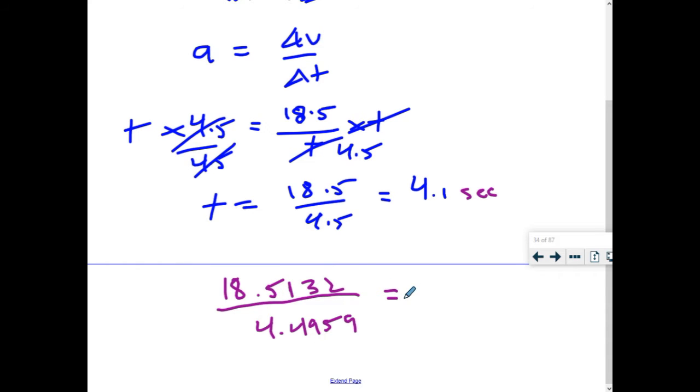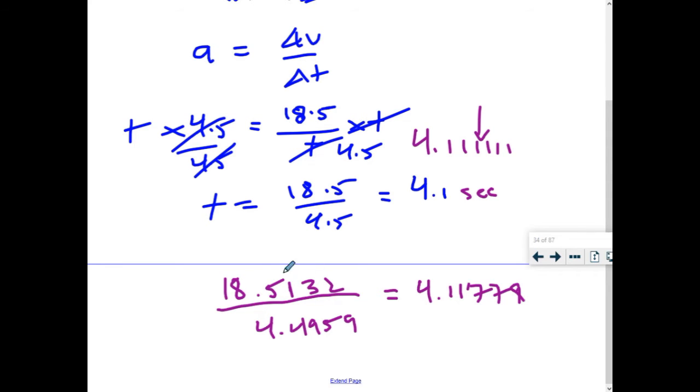Well, now let's calculate what that tells us. 18.5132 divided by 4.4959. And I end up getting this number instead, 4.11779. Well, if I kept writing it as in the initial example, 4.11111, what was this one right here? Was that a certainty? I guess not, because in theory, maybe it could have been a 7 right here.